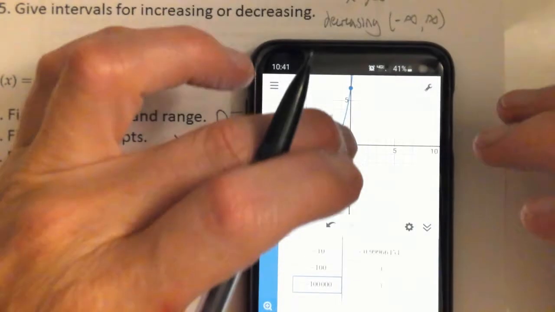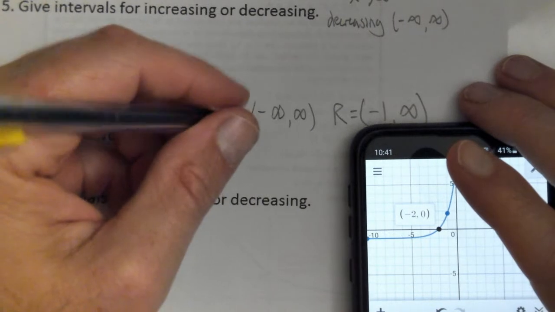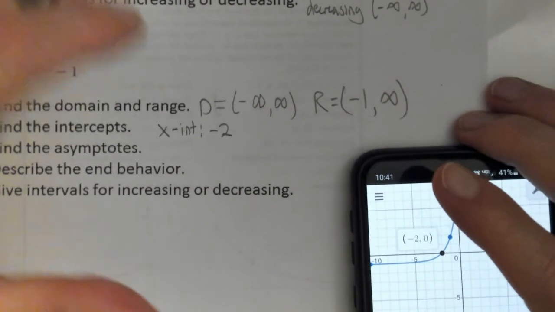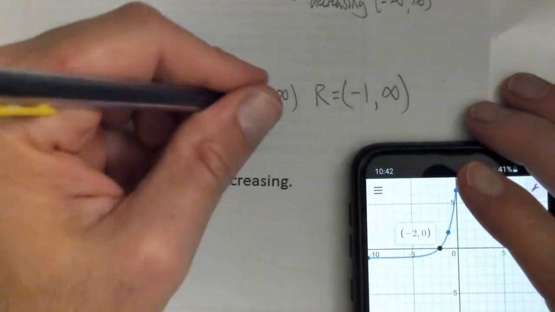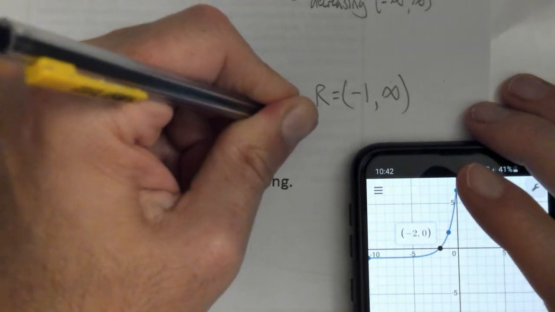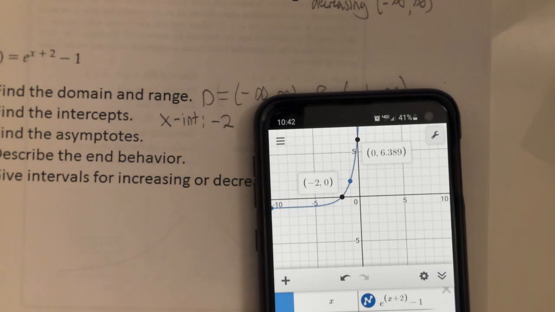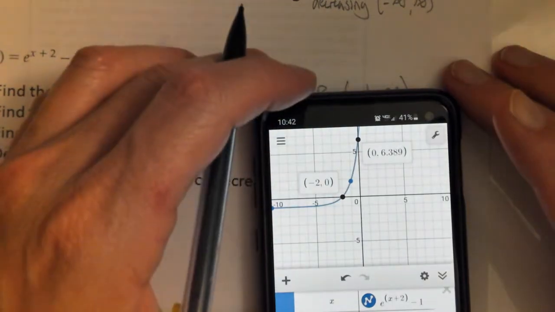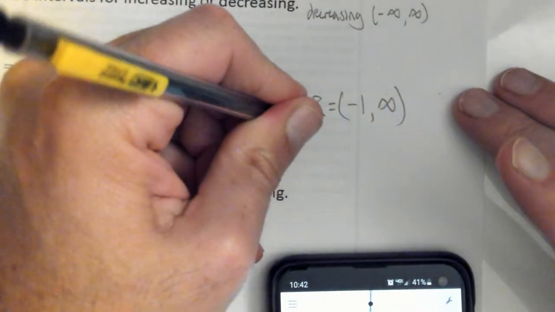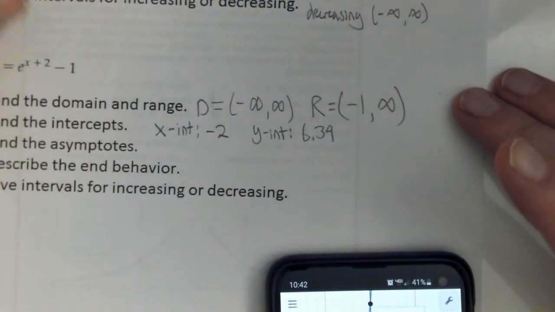Alright, let's start with x-intercepts. And we do have an x-intercept this time, right there at -2. And so, again, you can write it as an ordered pair if you like, or you can just put the value. I just put the value this time, either one is fine. And we do have a y-intercept as well. And so my y-intercept is here, and that's 0, 6.39, I guess we can round it to 2 places. So I'm going to put 6.39, and there's your y-intercept.